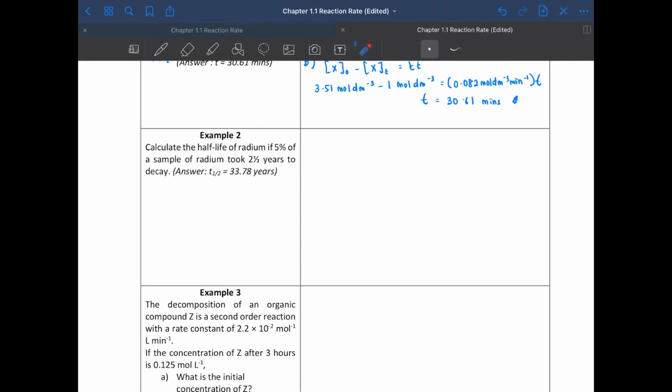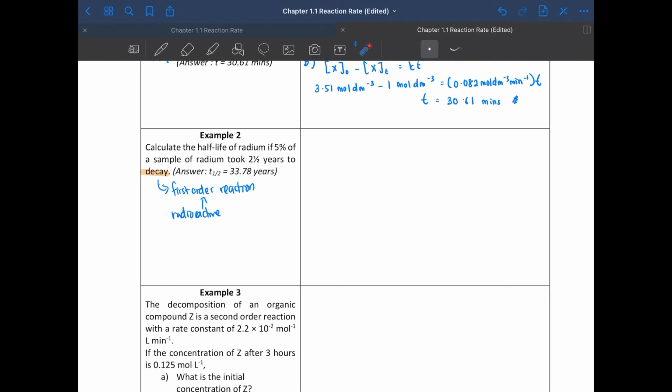For example 2, calculate the half-life of radium if 5% of a sample of radium took 2.5 years to decay. If you read this question, you may feel there is no clue about the order of reaction. But for your information, if you see the word decay, it means first order reaction. Apart from decay, the word radioactive also works. So if you find the words radioactive or decay, it is a first order reaction. Now we know this reaction is first order.